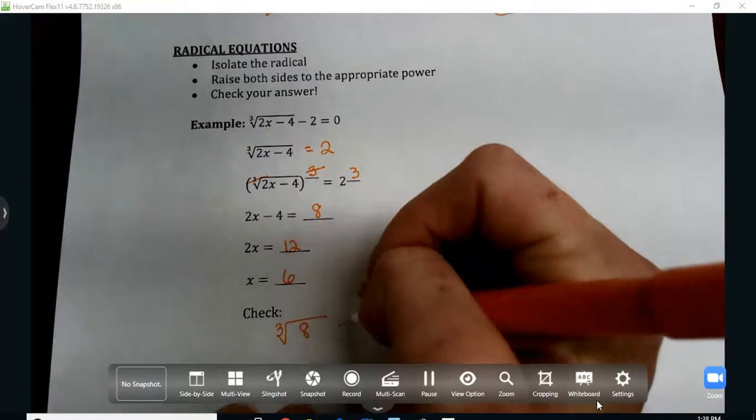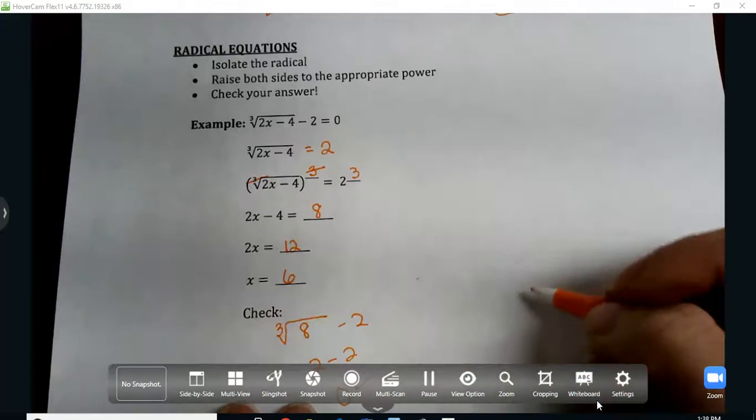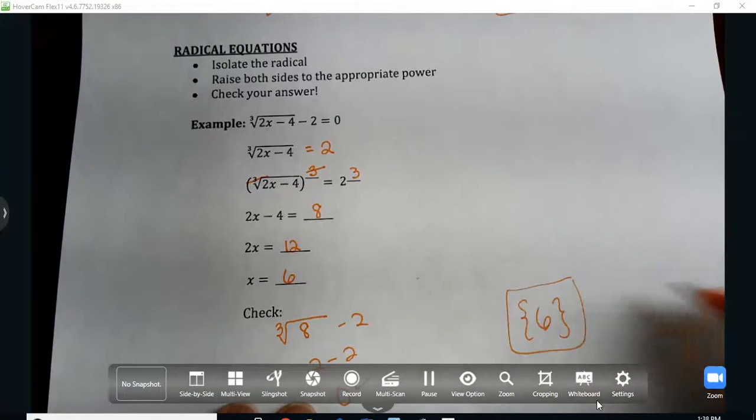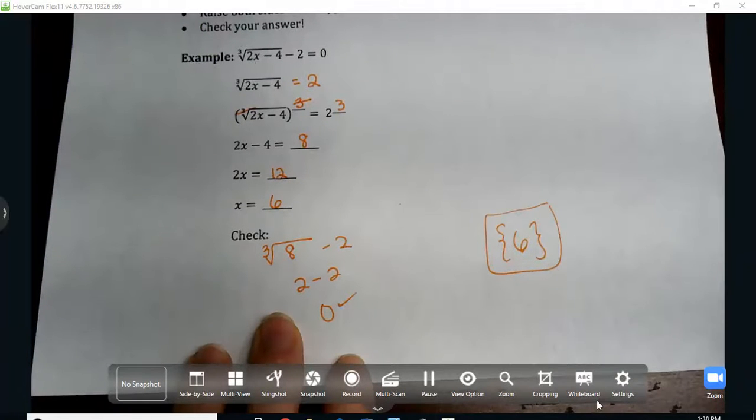If we plug in a 6, 12 minus 4 is 8. Cube root of 8 is 2, minus 2 equals 0, so it does work. What if it didn't work? What would we say? No solution.